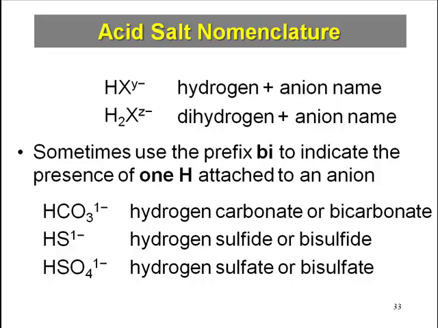Take this one, hydrogen sulfate. The reason this is called an acid salt is because the HSO4 minus could have come from H2SO4, which we know as an acid, sulfuric acid. So this is an acid. As it loses one of these H's, it becomes what is called an acid salt. That means it has properties of an acid and properties of a salt, so to speak.